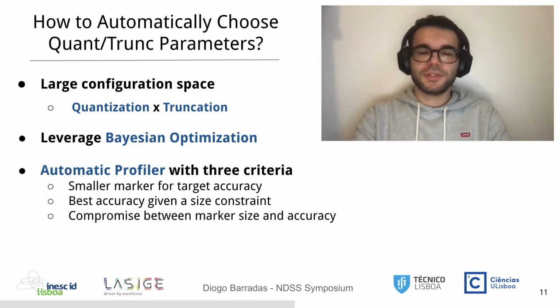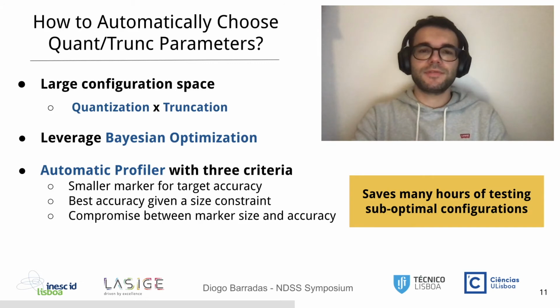Since there is a large space of quantization and truncation parameters, we leverage Bayesian optimization to build an automatic profiler. This automatic profiler can help us select the best flow marker for a particular kind of machine learning application. In fact, this automatic profiler can work with 3 different criteria. It can give us the smallest marker for a target accuracy, it can give us a flow marker that provides the best accuracy given a size constraint, and it can also automatically find a compromise between marker size and accuracy. And so this saves us many hours of testing what could be suboptimal configurations.